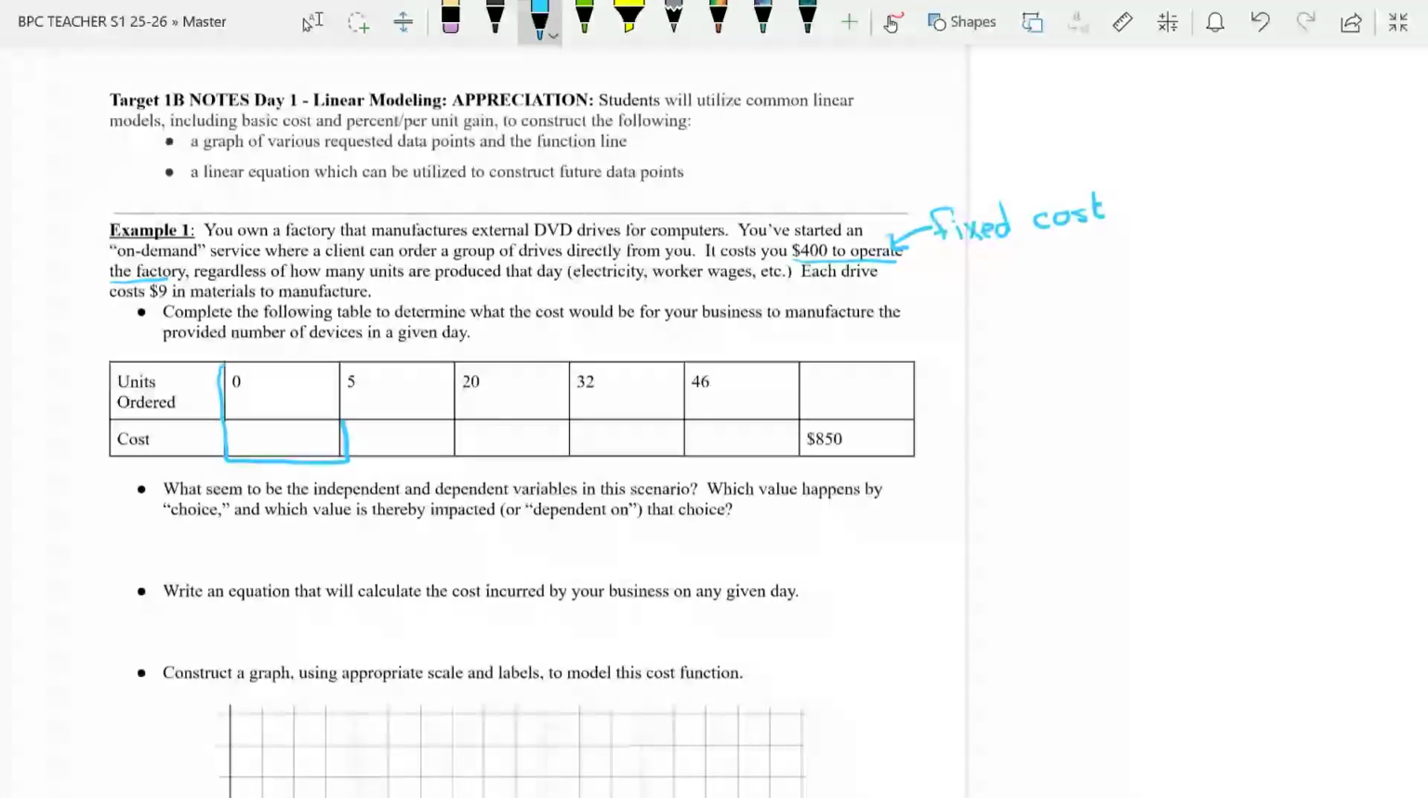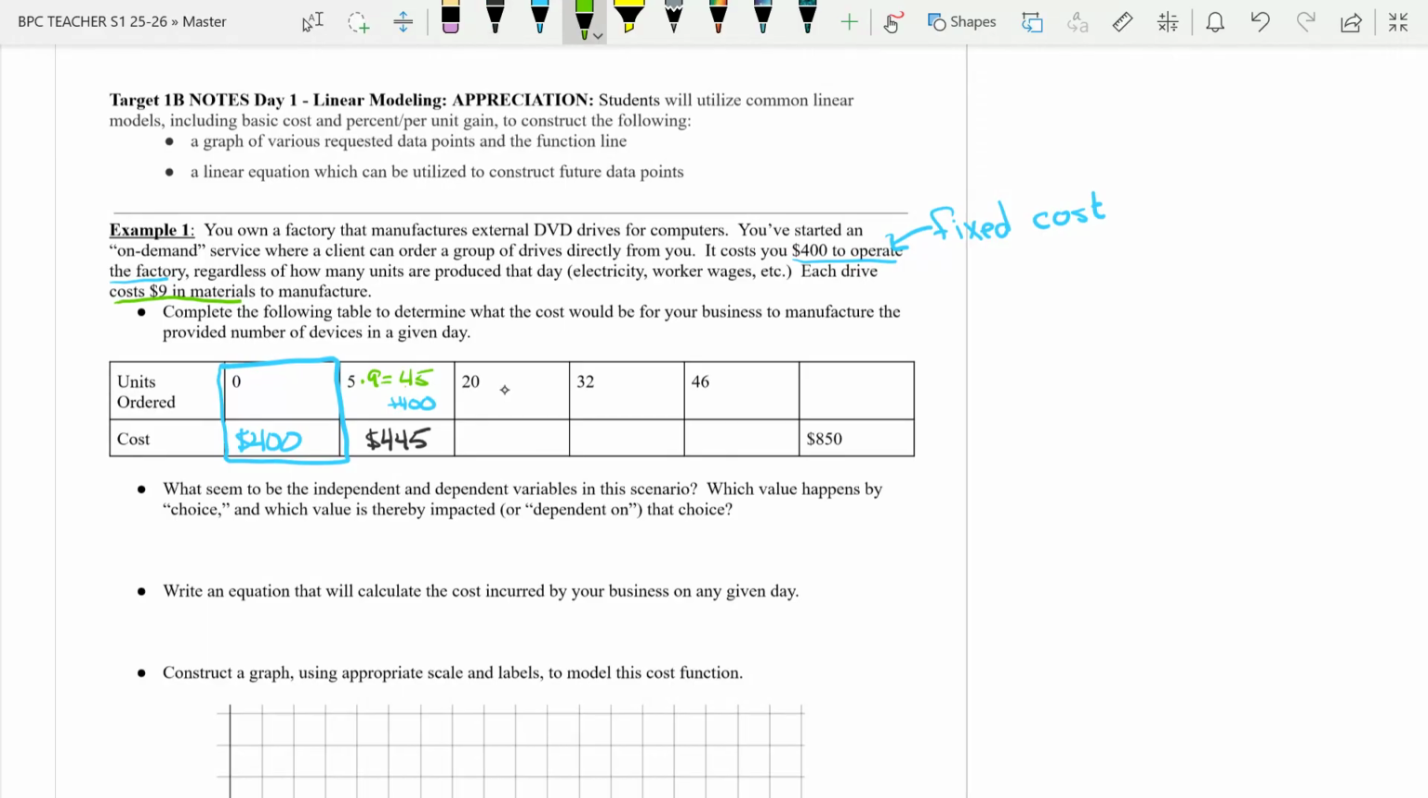So if 0 units are ordered, I still have to pay $400 based on my electricity, workers coming in, insurance costs. It's always going to be $400 each day. But then, each drive that gets ordered costs me $9 in materials to make. So if 5 drives are ordered, it's $9 in material each. So I have $45 of material plus my $400 fixed cost. So when 5 drives are ordered, it will cost $445 for me to operate the factory that day.